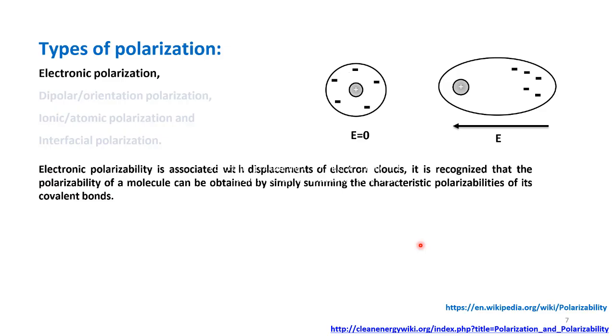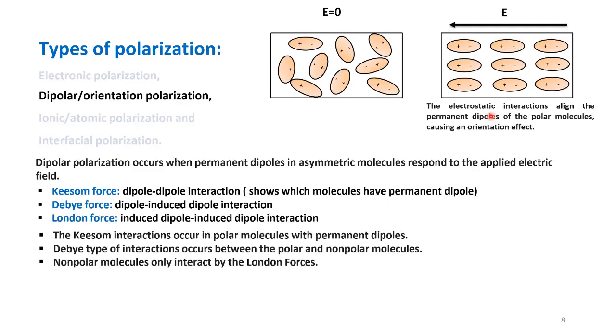Electronic polarization is one in which the displacement of electron clouds happens upon application of the electric field. The electron cloud will displace from the nucleus, and that is how we get a distorted cloud, or electronic polarization. Then we have dipole orientation. When applying an electric field, the polar molecules align with respect to the electric field, and that is what we call dipolar or orientation polarization.